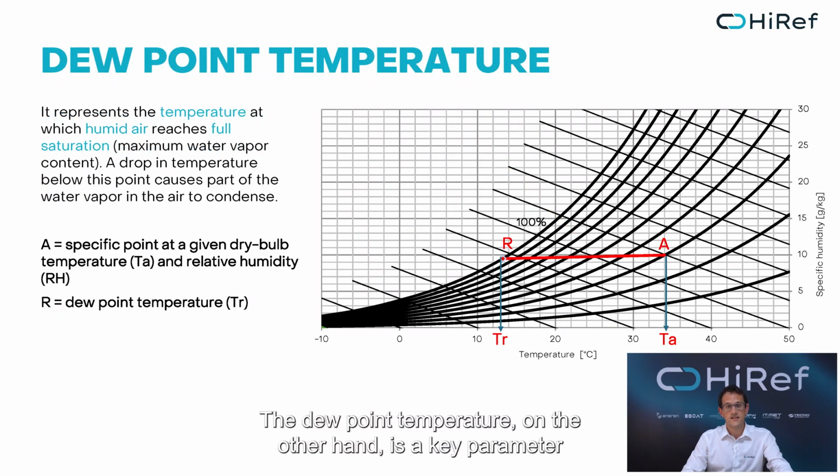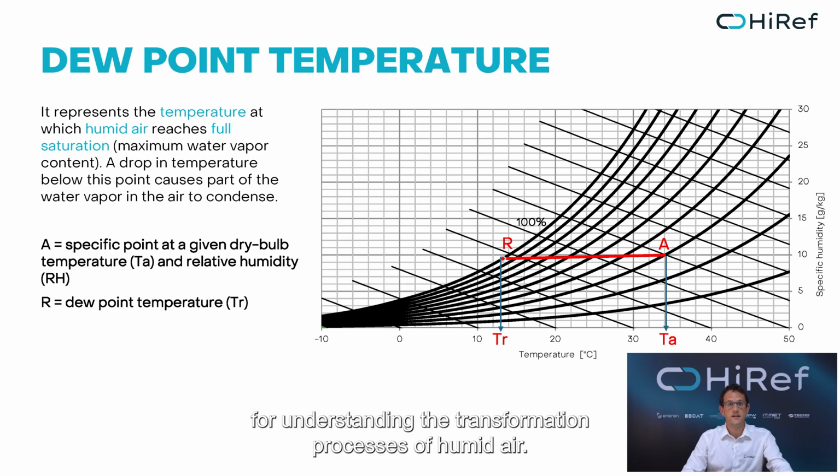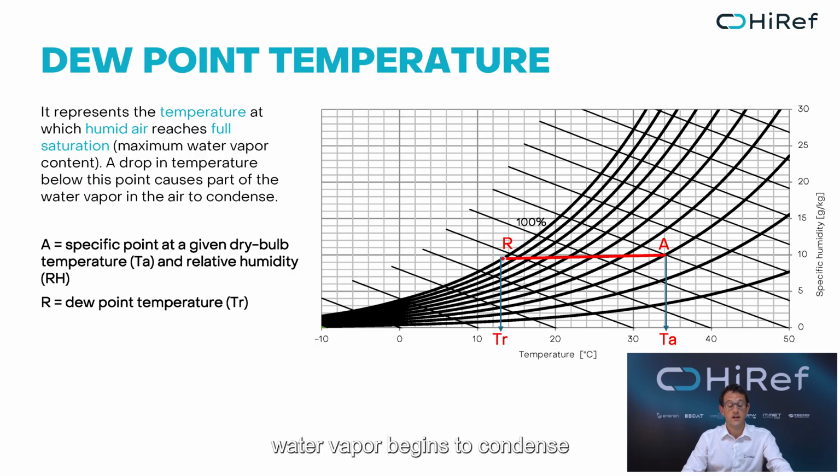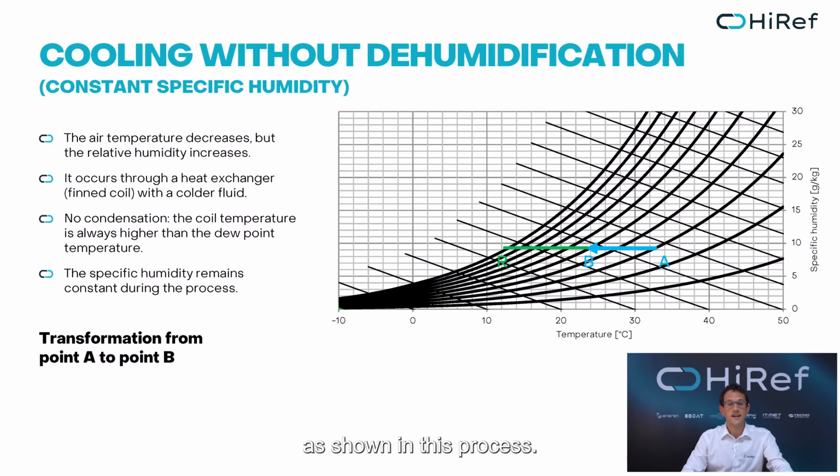The dew point temperature, on the other hand, is a key parameter for understanding the transformation processes of humid air. When humid air is cooled to this temperature, water vapor begins to condense as shown in this process.